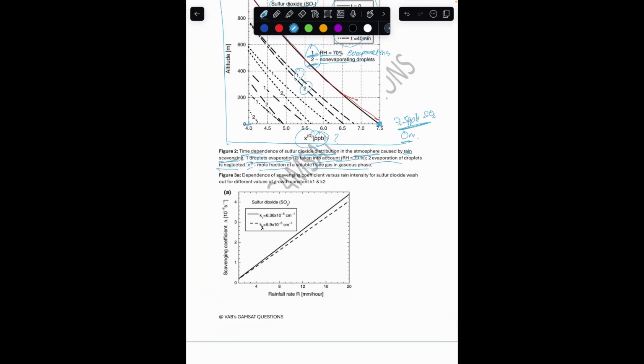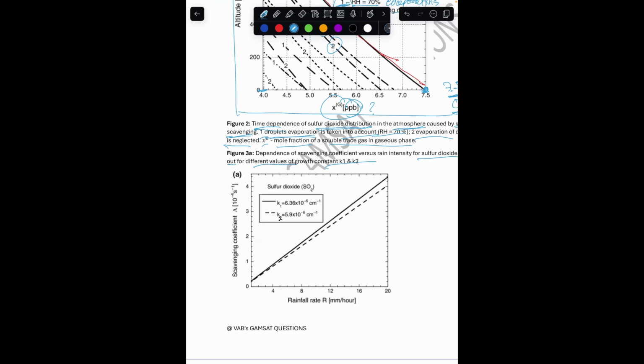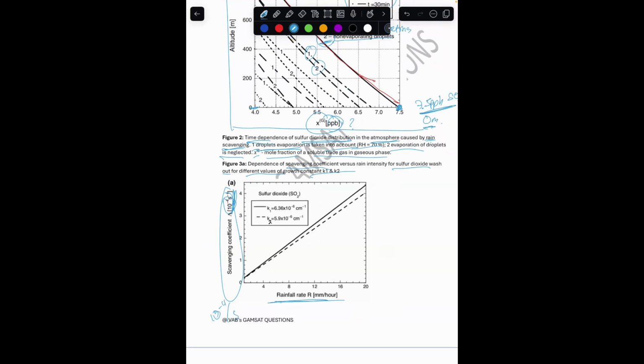Okay. So now let's look at another figure. Figure 3a: Dependence of scavenging coefficient versus rain intensity for sulfur dioxide washout for different values of growth constant K1 and K2. Okay, so let's have a look. Scavenging coefficient is in 10 to the negative 4 per second, and rainfall rate is R in millimeters per hour. So I think it's like you're having scavenging of roughly 10 to the negative 4 molecules of SO2 per second. That's sort of the idea I have, and it varies with rainfall rate in millimeters per hour.